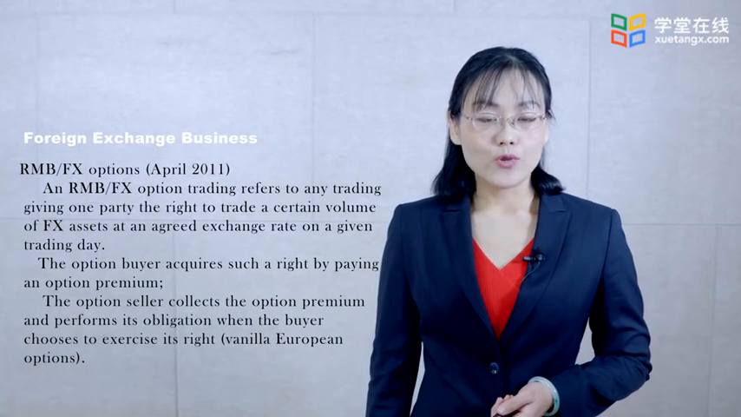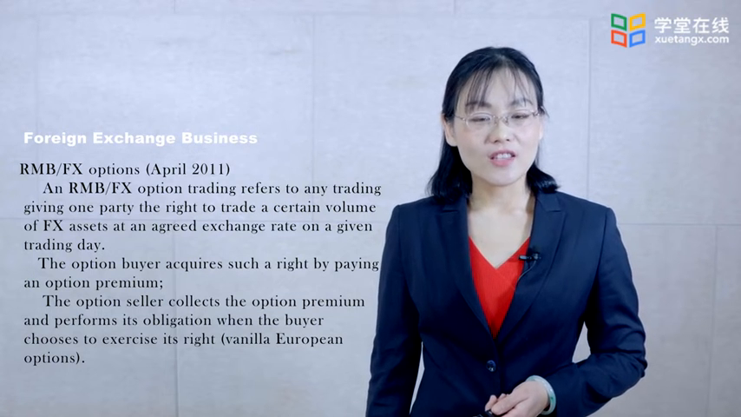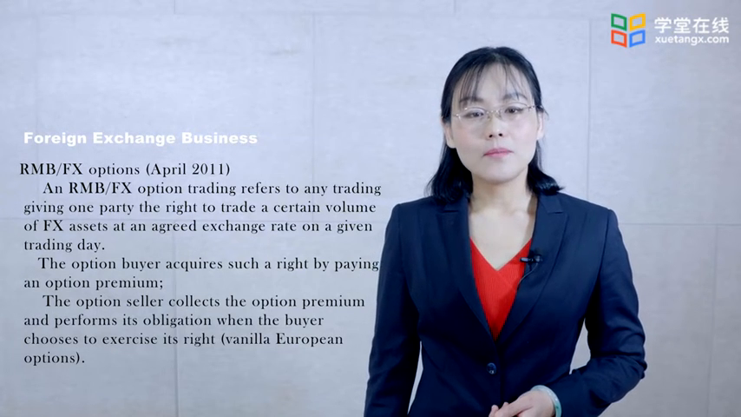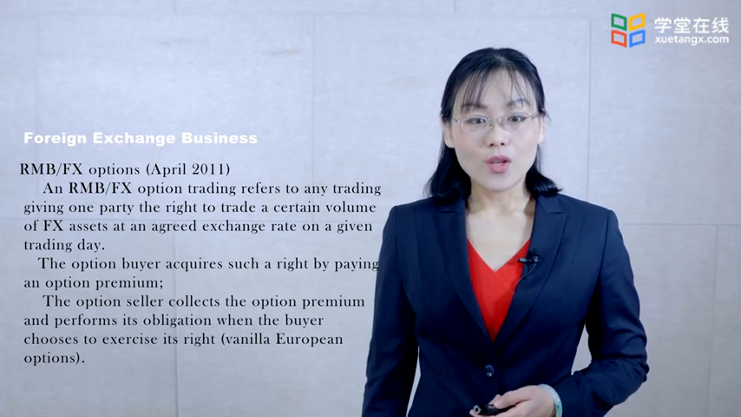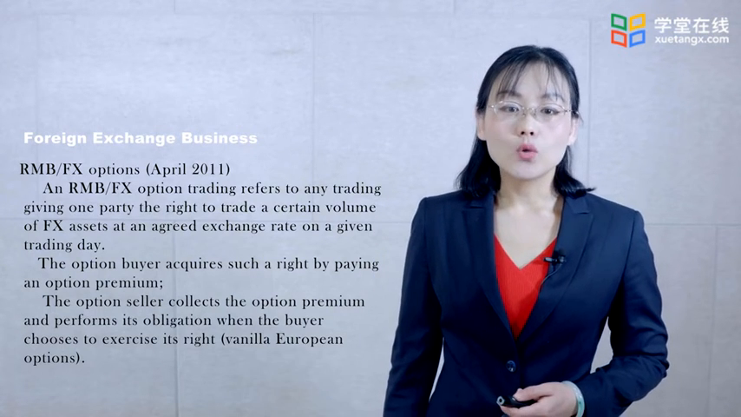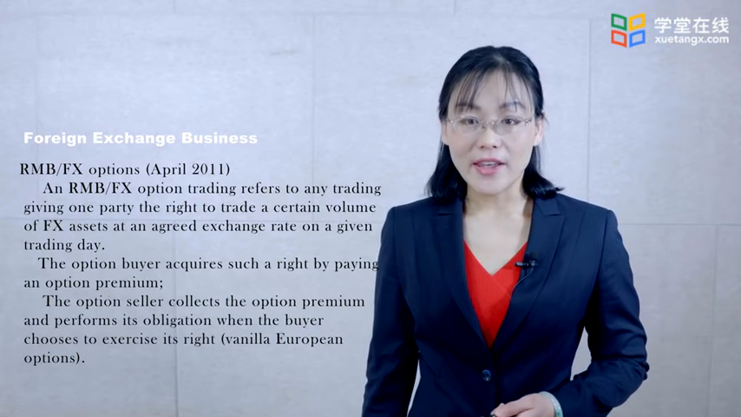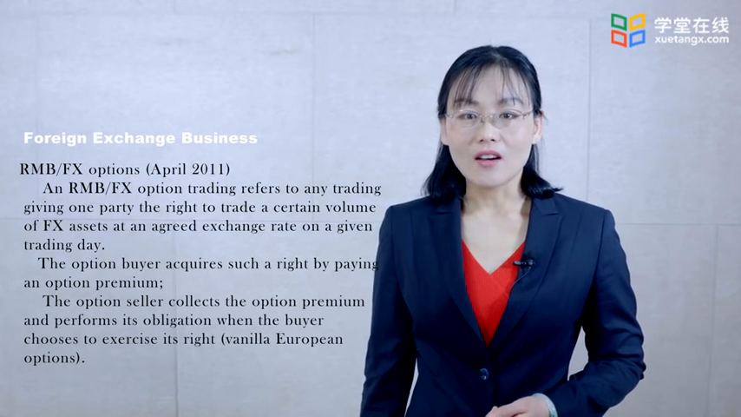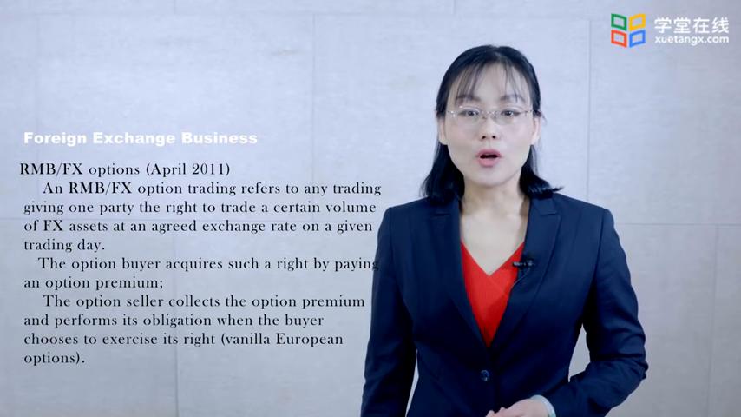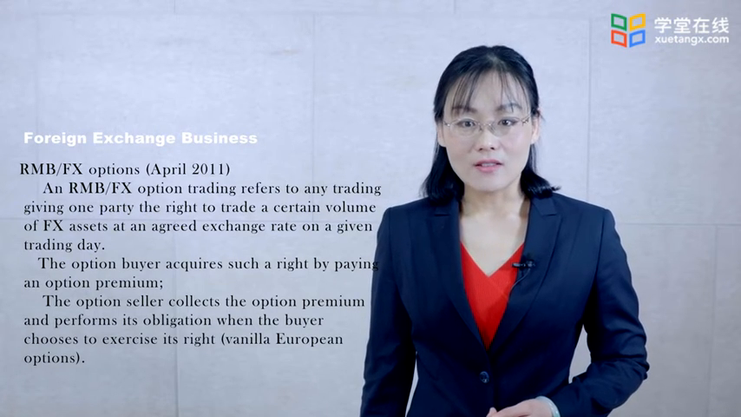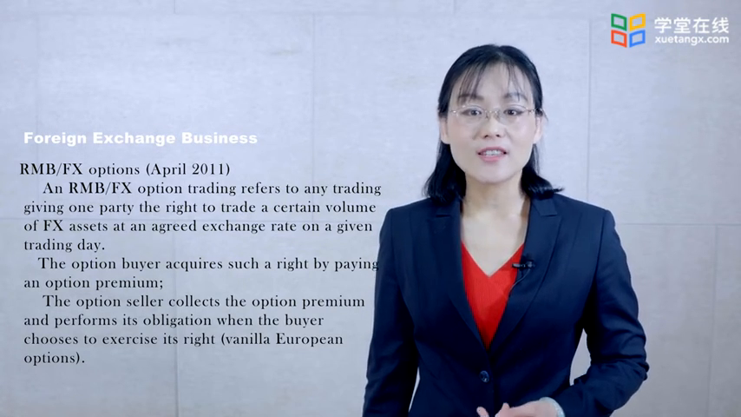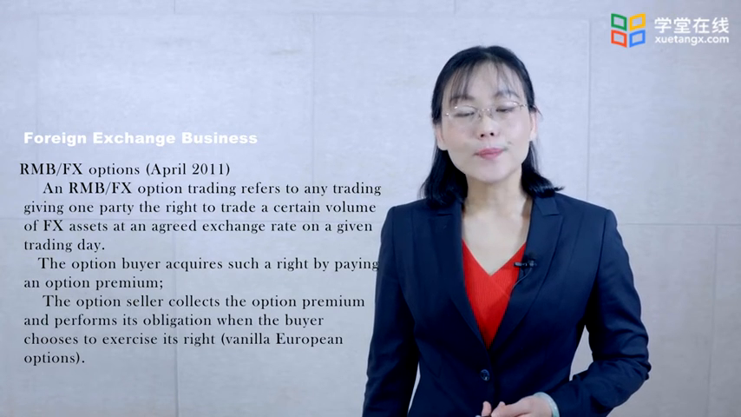Finally, in April 2011, RMB against foreign exchange option was introduced. Option is a kind of right. An RMB against foreign exchange option trading refers to any trading giving one party the right to trade, that is, to buy or sell a certain volume of foreign exchange assets at an agreed exchange rate on a given trading day. The option buyer needs to pay an option premium to acquire such a right, and the option seller collects the option premium and performs its obligation when the buyer chooses to exercise its right. This is a vanilla European option.